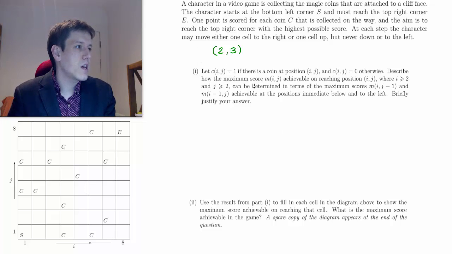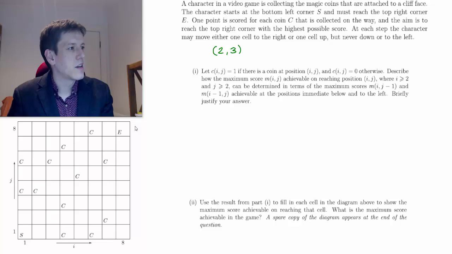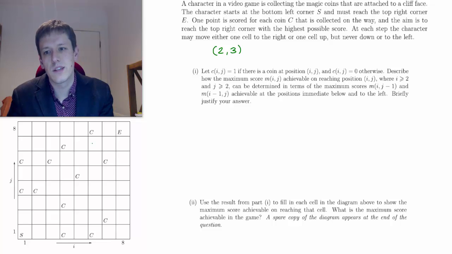Describe how the maximum score achievable on reaching position ij, where i is greater than or equal to 2 and j is greater than or equal to 2, can be determined in terms of the maximum scores at ij minus 1 and i minus 1 j achievable at the positions immediately below and to the left. Okay, so just make sure you understand what this is saying. If I'm at a particular cell here, and this one is the one I'm currently thinking about as ij, then if I went to the left one here, this cell would have i minus 1 j, and this one would be i j minus 1.